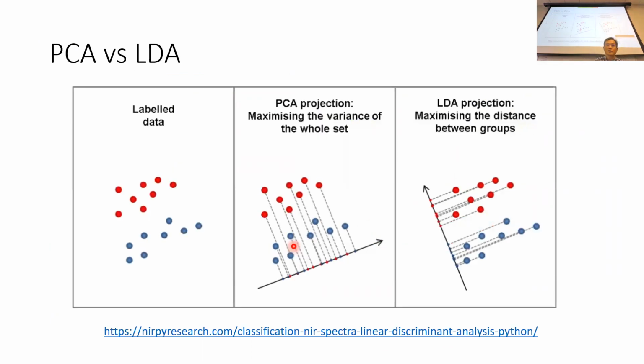Again, that's the difference between PCA and LDA. LDA deals with labeled data. PCA is unsupervised. LDA you need to provide labeled data so it knows what to separate.